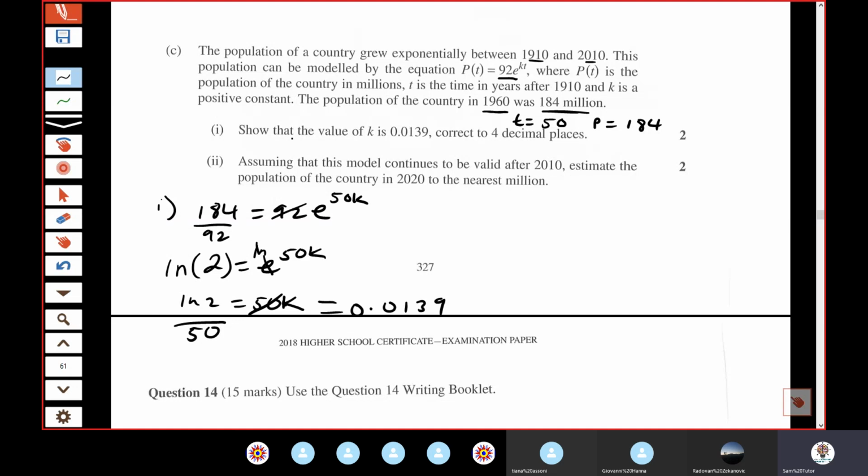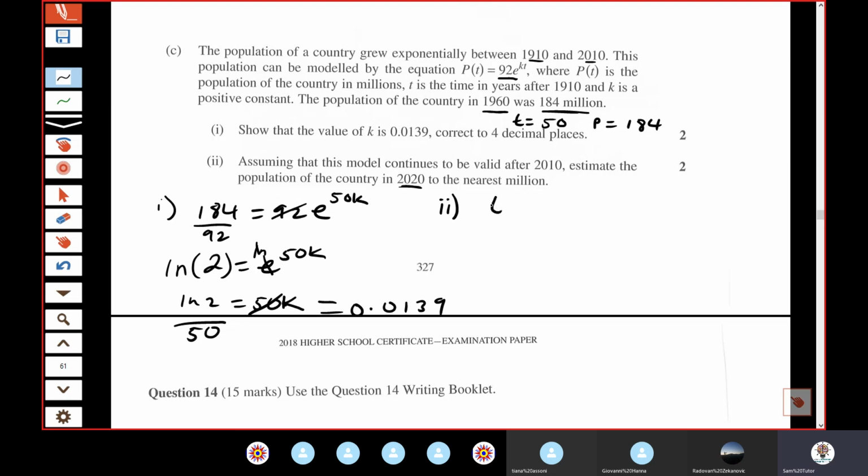The reason why that's a show question rather than a find question is that if you couldn't show it, at least you got the answer, so you could still get full marks for the next part. Assuming that this model continues to be valid after 2010, estimate the population of the country in 2020.